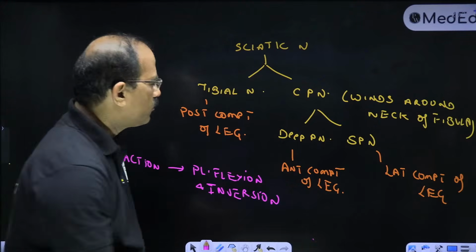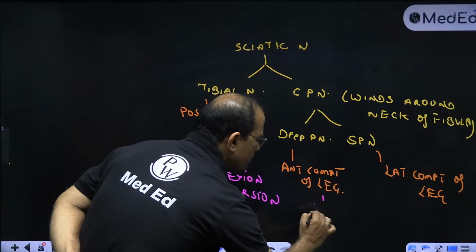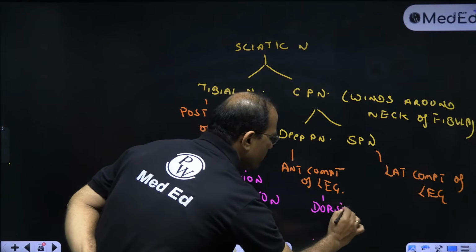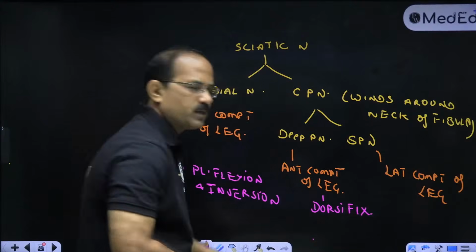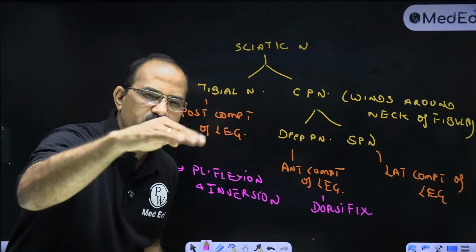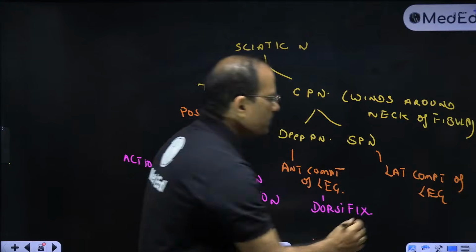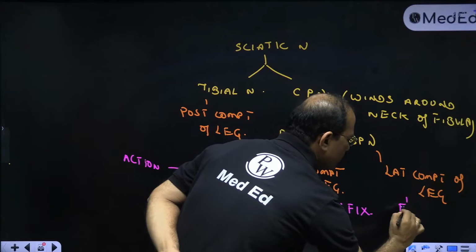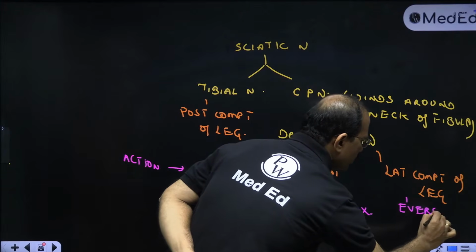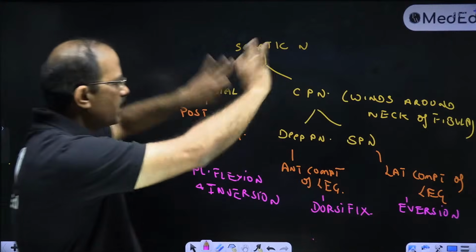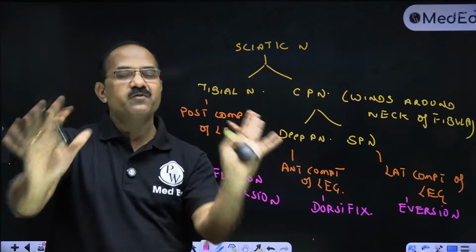Anterior compartment of leg का action क्या है? What is the action of these muscles? Dorsiflexion. Dorsiflexion is extension. ये dorsiflexion. And lateral compartment of leg का action क्या है? Eversion. बस. This is going to answer everything for you.